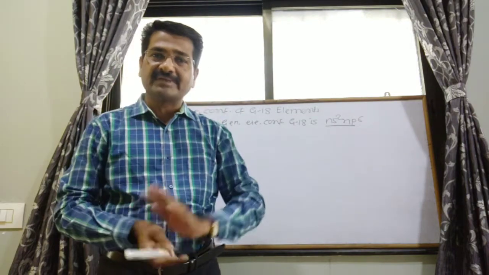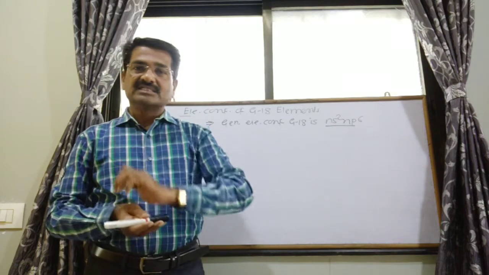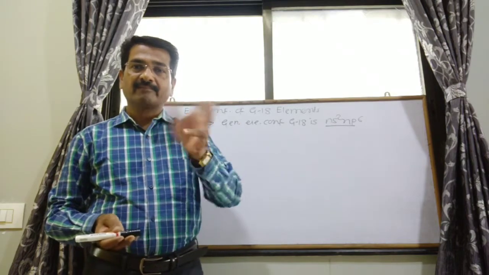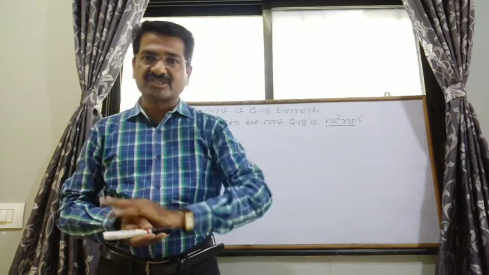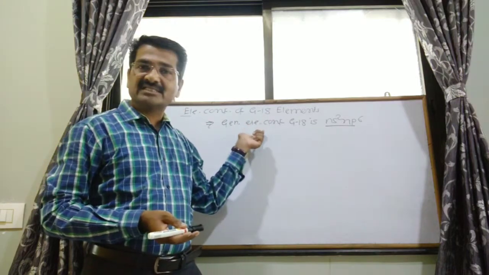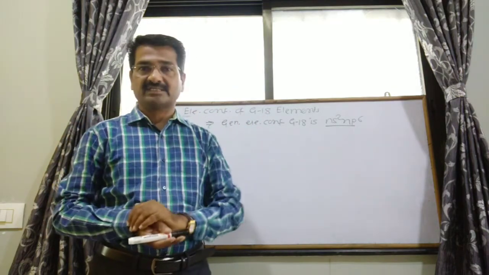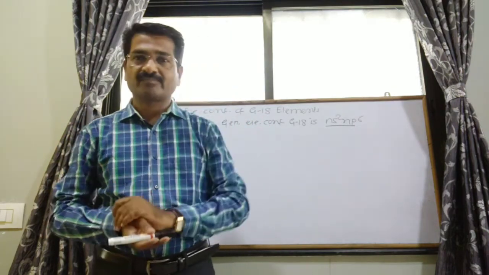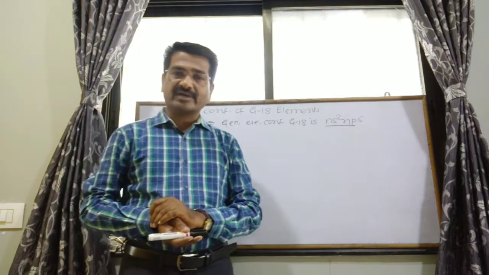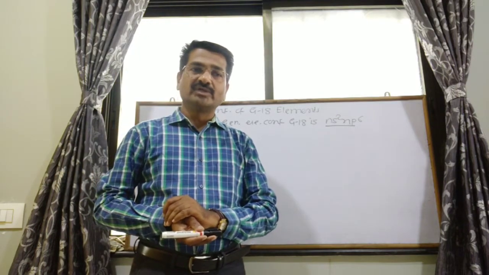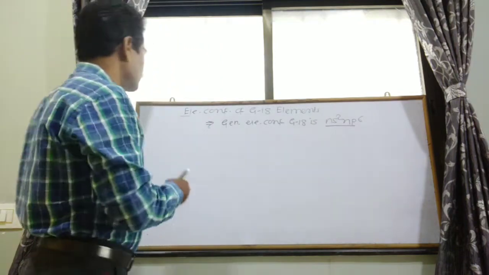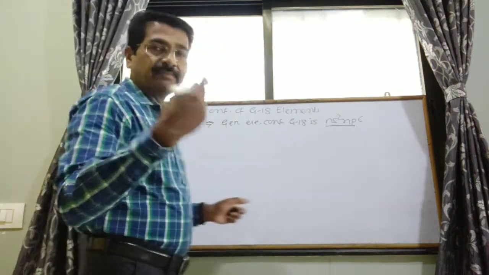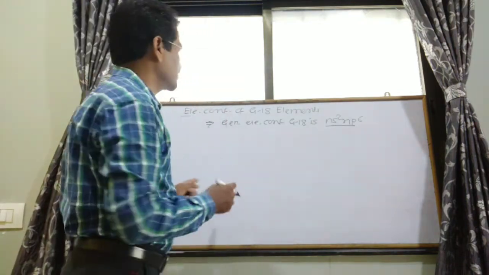Hence, all these elements attain stability and cannot participate in chemical reactions. Therefore, all these elements are called zero group elements or inert gases, due to their non-participation in chemical reactions.